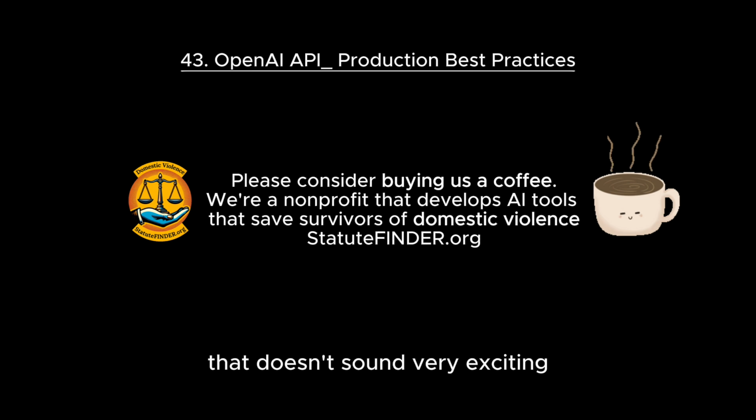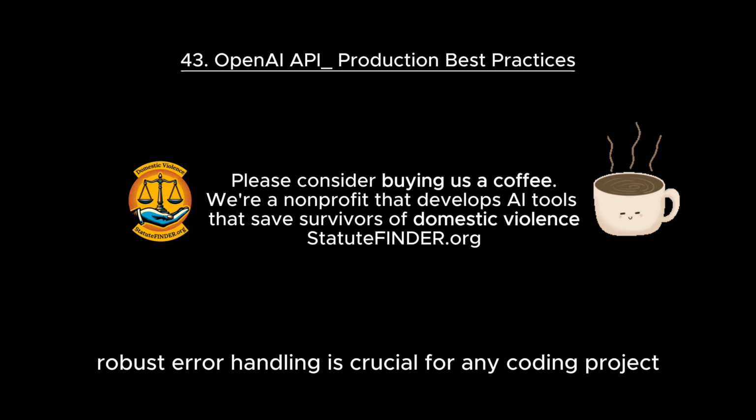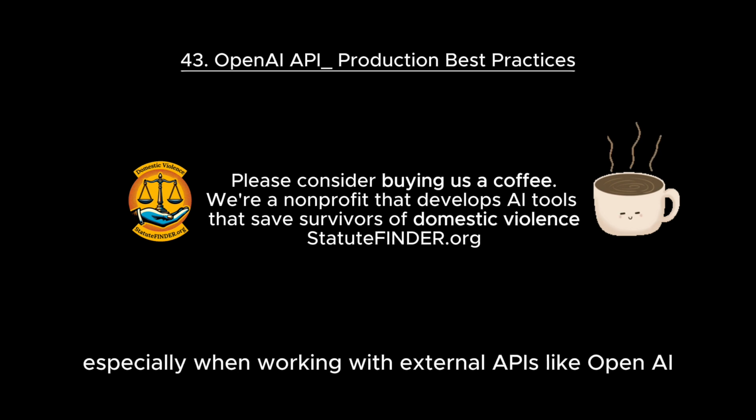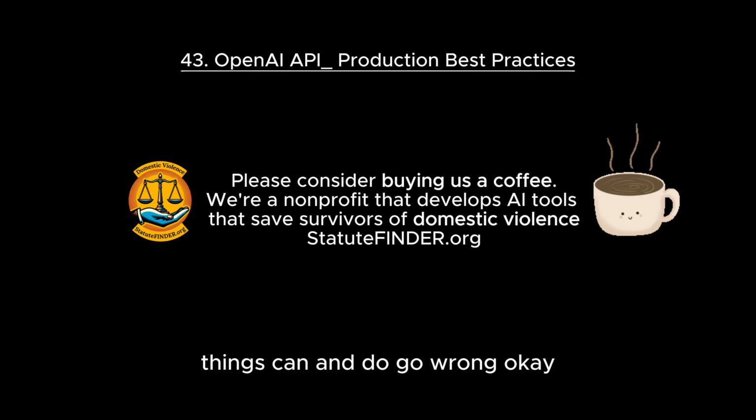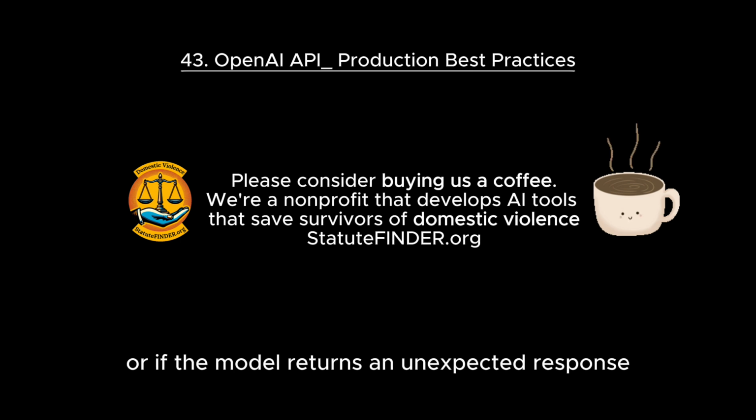Error handling. That doesn't sound very exciting. I'd rather be building cool AI features. I hear you, but trust me, robust error handling is crucial for any coding project, especially when working with external APIs like OpenAI. Things can and do go wrong. Okay. What happens if your API request fails or if the model returns an unexpected response?